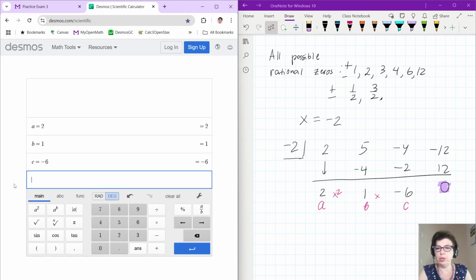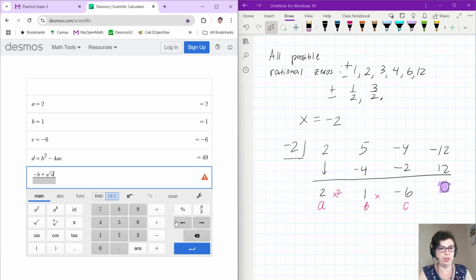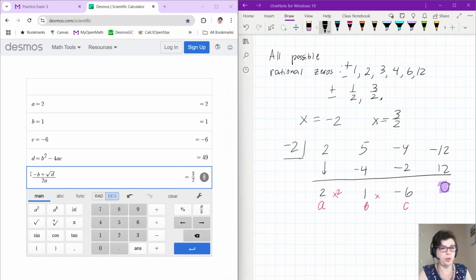Let me compute the discriminant, which is b squared minus 4ac. So I got 49. Okay, and then I set up the quadratic formula: minus b plus square root of d, divided by 2a. So that's one of the answers, and that is 3/2. So that was inside my list, but it was just too long for me to check them all. So this is a faster way to do it. And so I know that 3/2 is one of the roots.